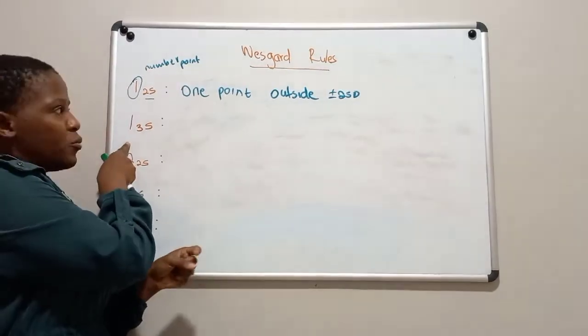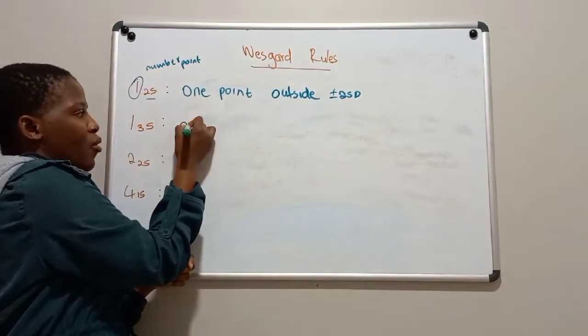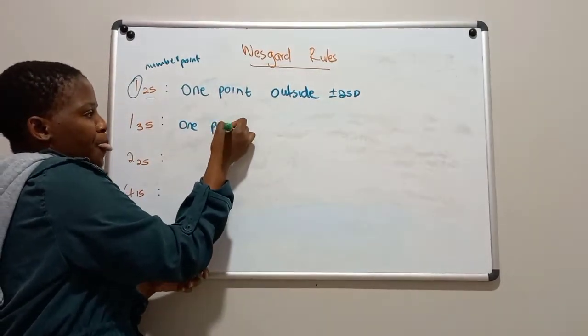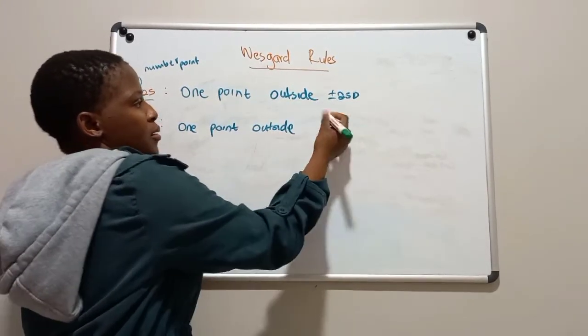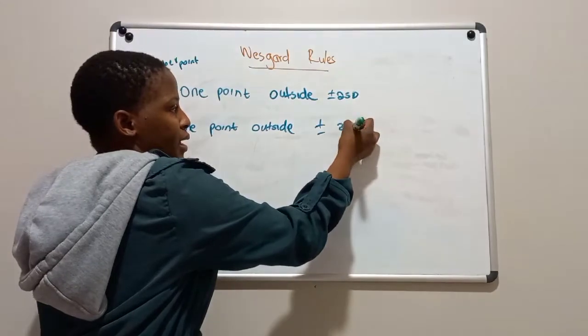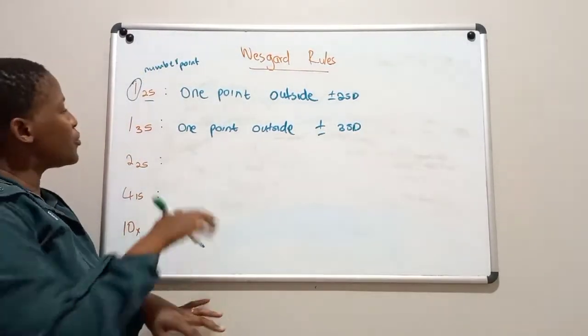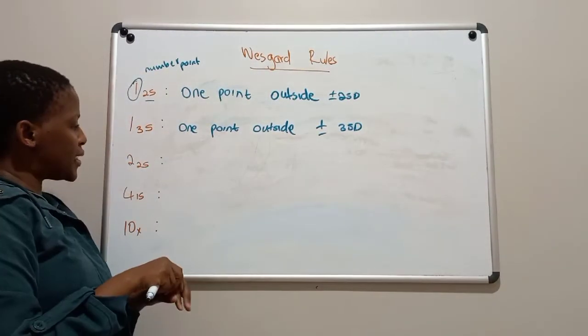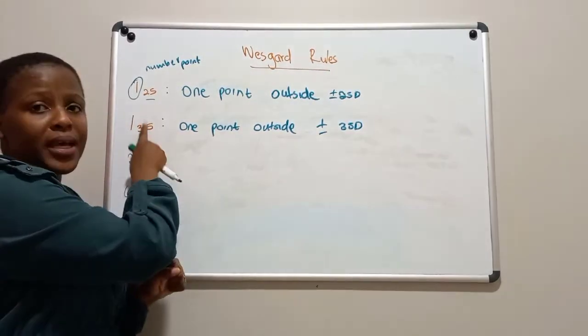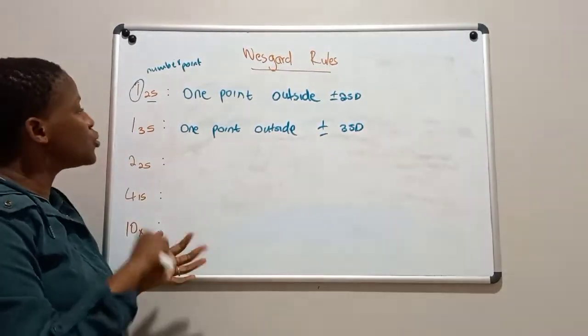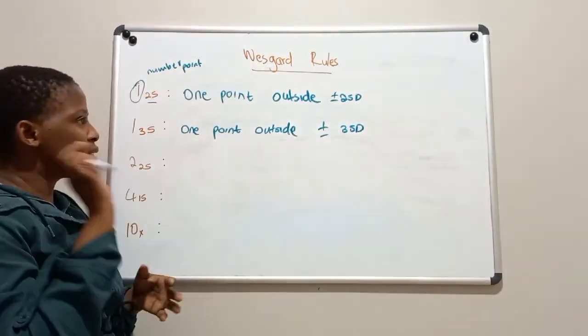And then this one says that there is 1 point outside plus or minus 3 SD as well, because there is a 1 before it, and the 3S represents your SD.